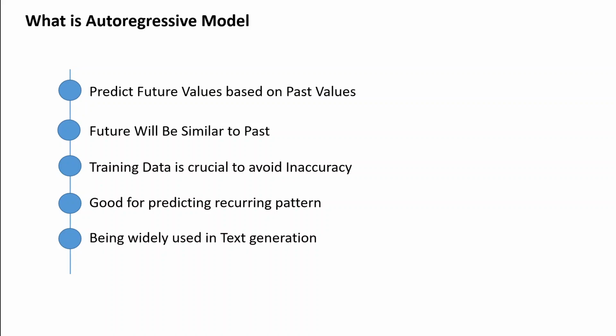The advantage of this model is that you can tell if there is a lack of randomness by using the autocorrelation functions. Additionally, it is capable of forecasting recurring patterns in data, and that is the reason why they are quite popular in generative AI tools these days. So simply put, an autoregressive model is a model which predicts future values on the basis of past values.